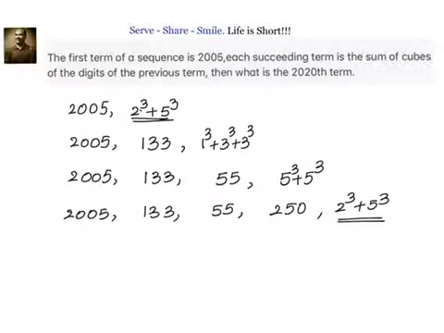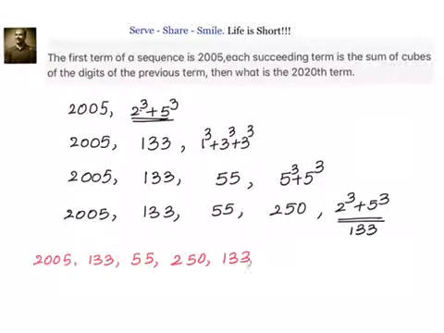Once we understand there is a pattern, we can apply the logic of modulus, or we can easily find out the 2020th term. Now what is 2 cube plus 5 cube? We know it is 133. Now let us understand how this sequence goes. It will be 2005 first, after that 133, then 55, then 250, then again 133, again 55, again 250, that means this continues. Let us see now what the positions are.